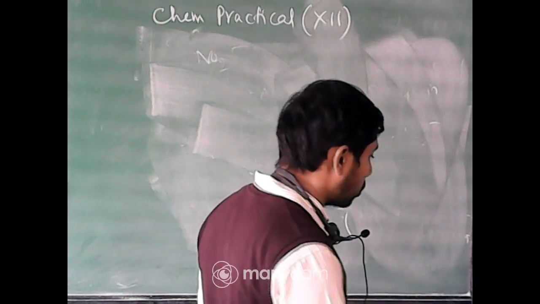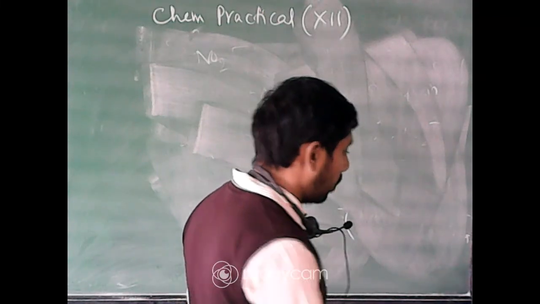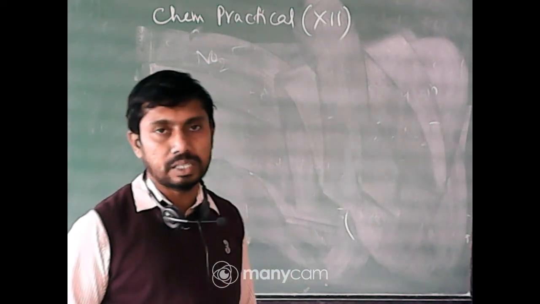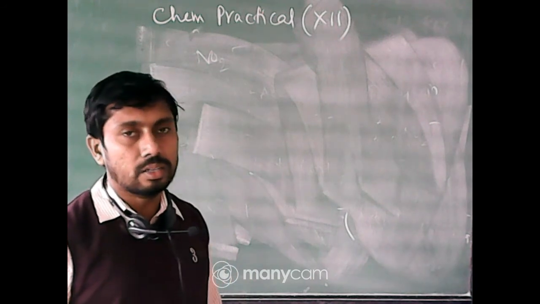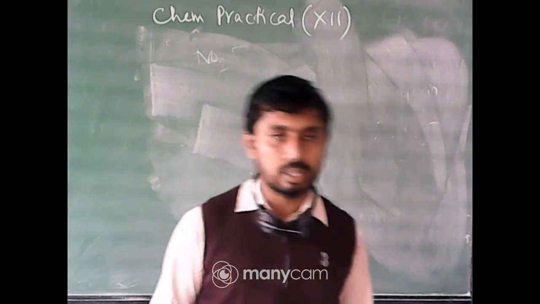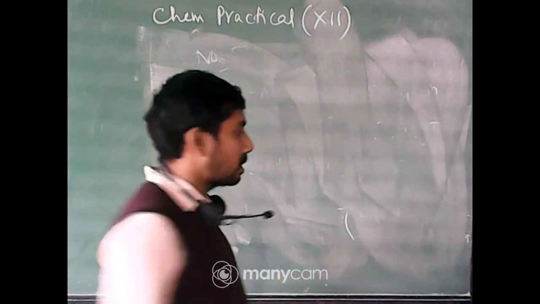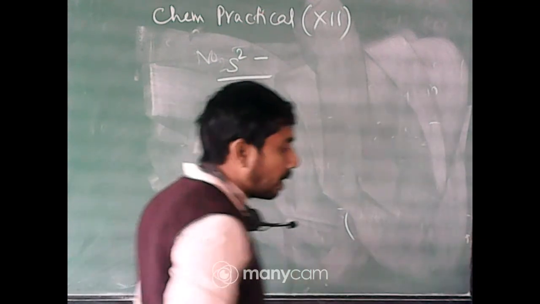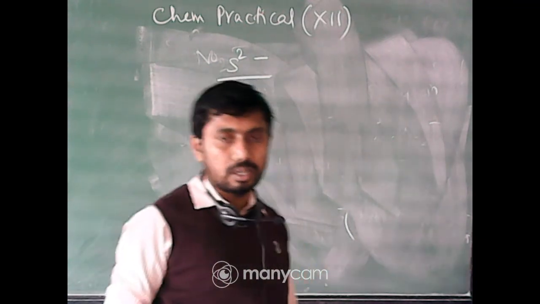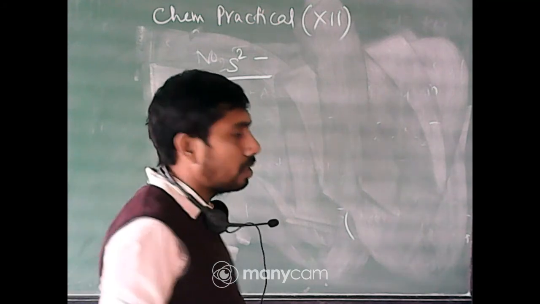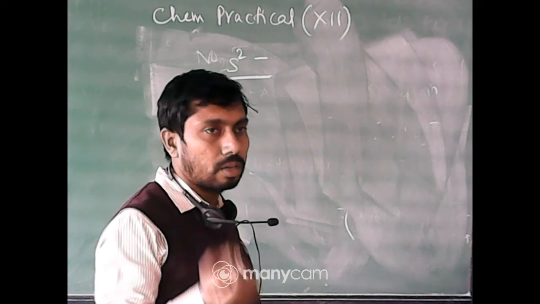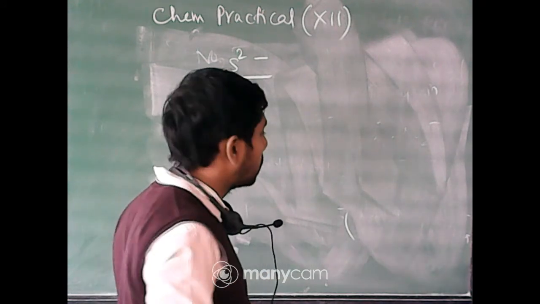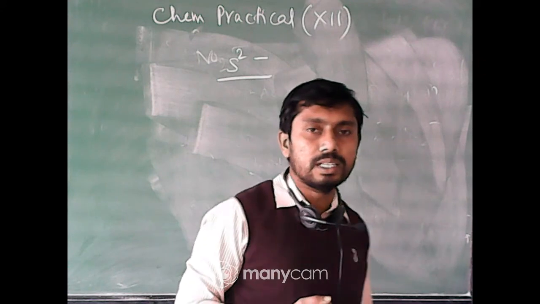Okay, so today I will show you some of the special experiments regarding, first of all, some anion experiments. Now, for sulfide, the sulfide has a special characteristic, that is the rotten egg smell. When it is treated with dilute acid, it evolves a rotten egg smelling gas, which is the characteristic identification of the sulfide.